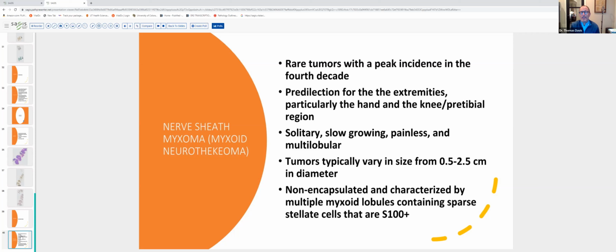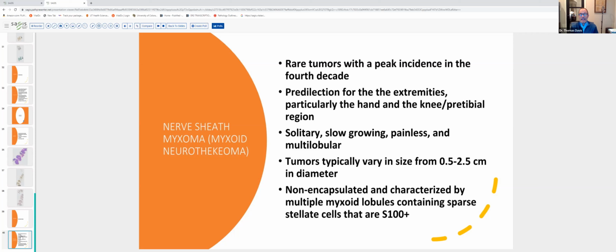with a peak incidence in the 4th decade. They tend to show predilection for the extremities, particularly the hand and knee or tibial region, but really you can see them just about anywhere. They're usually solitary and slow growing, typically vary in size between 0.5 centimeter and 2.5 centimeters, multilobular and painless. They do have a tendency to persist if not completely excised, so usually we'll end up recommending a complete but conservative excision.